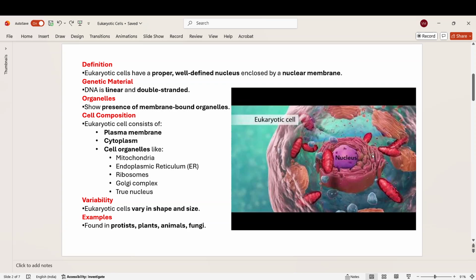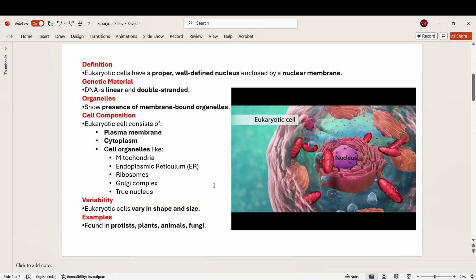So we can see in this image there is a nucleus, and in the eukaryotic cell there is double-stranded linear DNA. Another important feature is that these cells have membrane-bound organelles, specialized structures performing different tasks, making the cell more efficient. A eukaryotic cell includes the plasma membrane, cytoplasm, and various organelles such as mitochondria, ribosomes, endoplasmic reticulum, Golgi complex, and of course the nucleus.